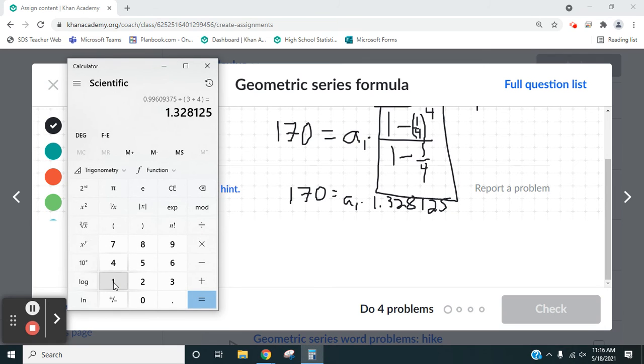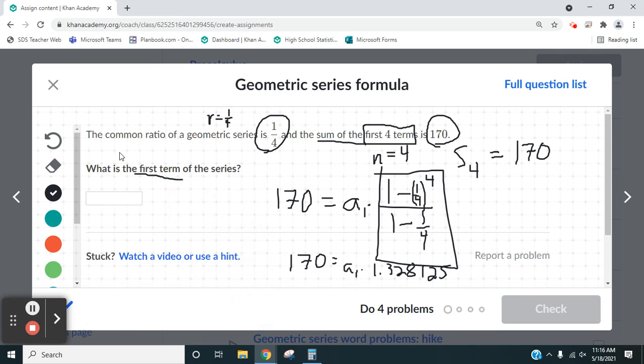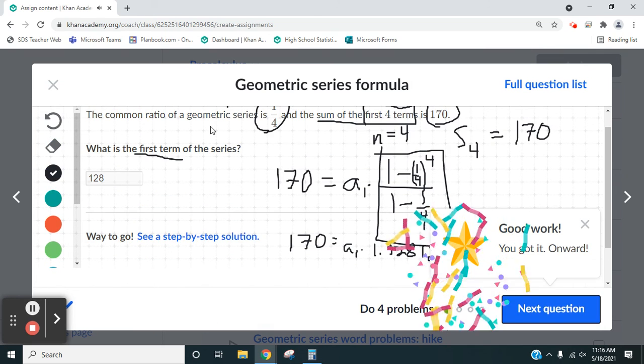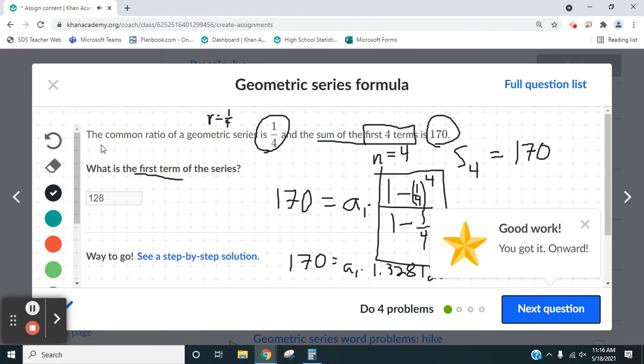All right, so 170 divided by that thing, 1.32, 128. Everybody get 128? Remember, you're trying to find the first term. So it should be a smaller number like that, not some huge number like we got last time. 128. Let's see if we're right. All right, sweet.